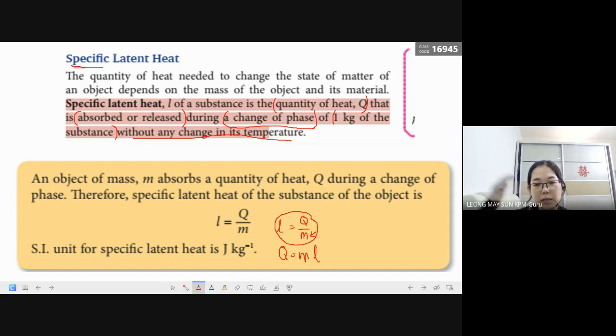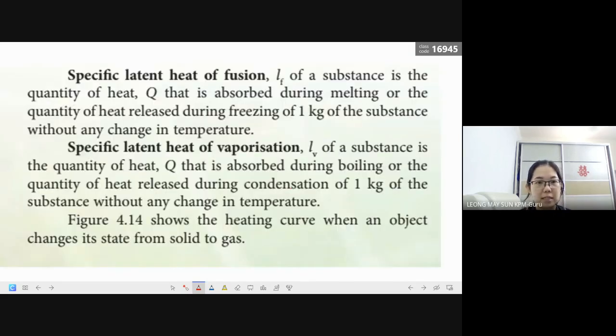Later on, I'll teach you guys when to use mcθ, when to use ml. Now the unit for specific latent heat, because it's heat energy, that's joule, and the mass unit is kg. So the unit for specific latent heat is joule per kg. Okay, so that is the formula for specific latent heat.